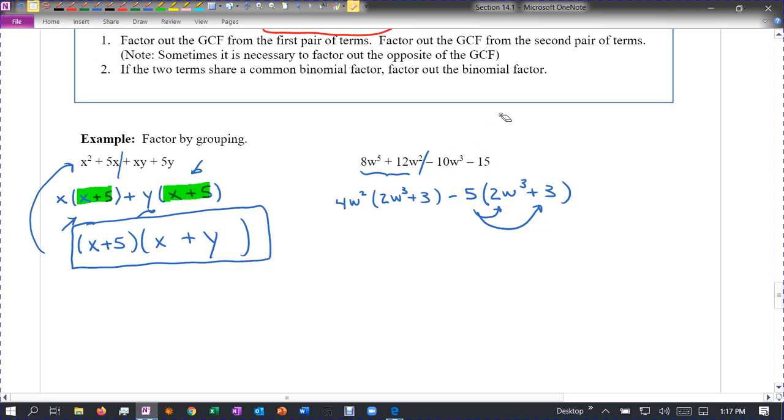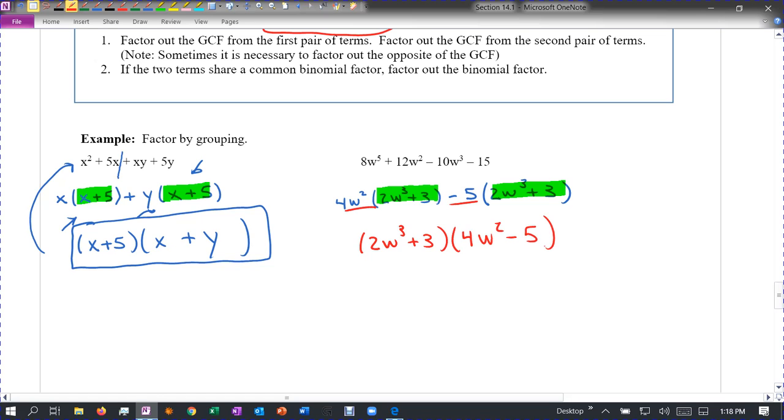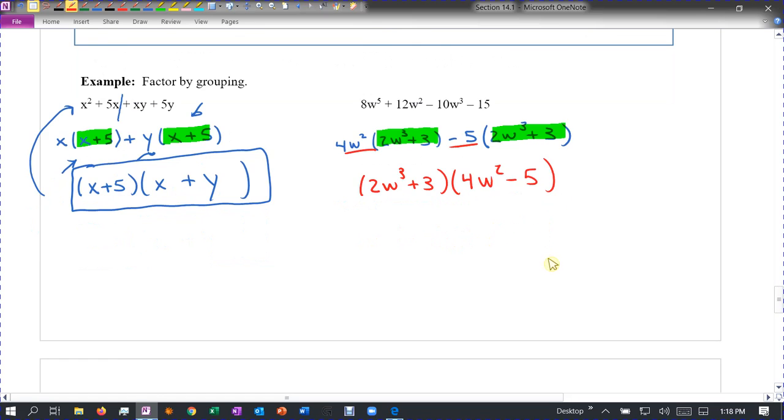And now, at this point, hopefully you see that these match. And so you write that down in parentheses. And then whatever was missing goes in the next parentheses. Like that.